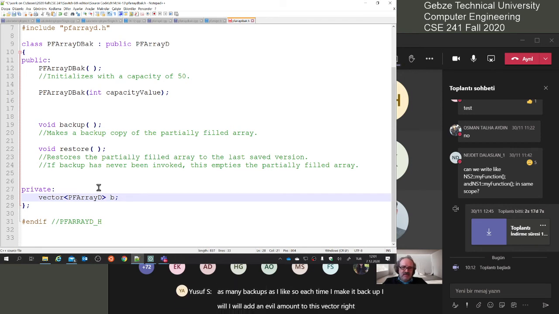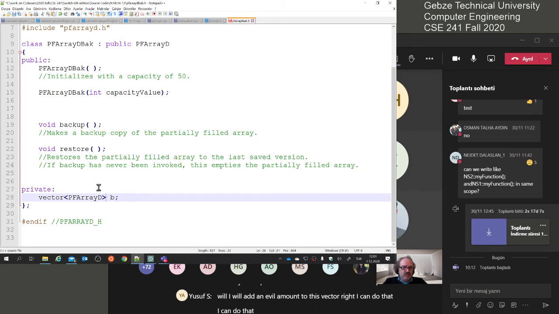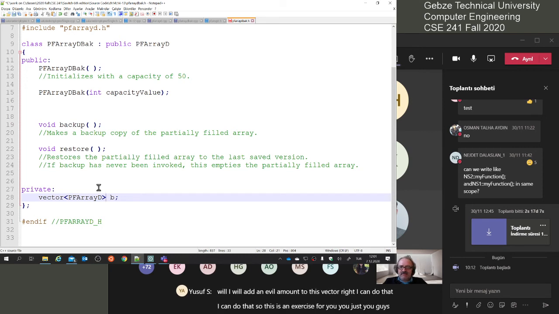I can do that. So this is an exercise for you. You guys do this yourself. Take as many backups as you like. Every time you make a backup, you add a new element at the end of this vector. And every time you make a restore, you remove one element from this vector. Implement this, then later get rid of the vector and do this. This is even better, and after that, this is a much better exercise.